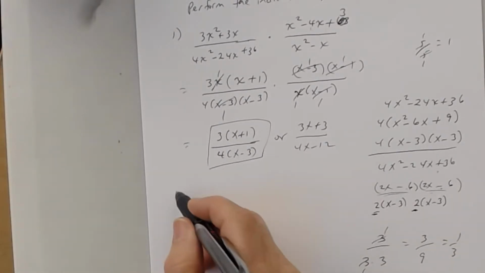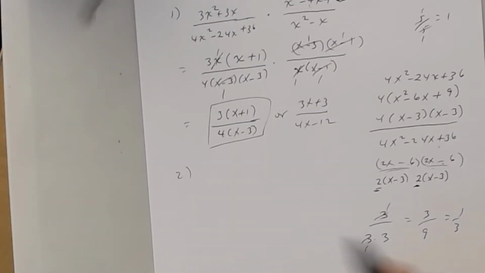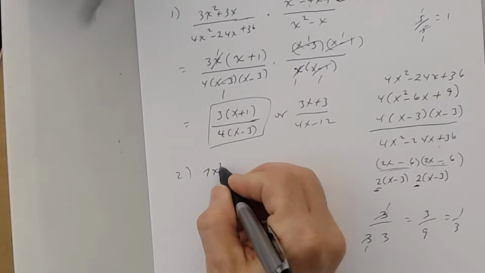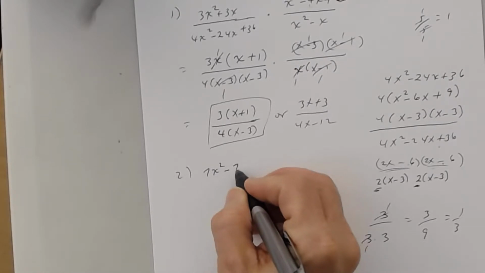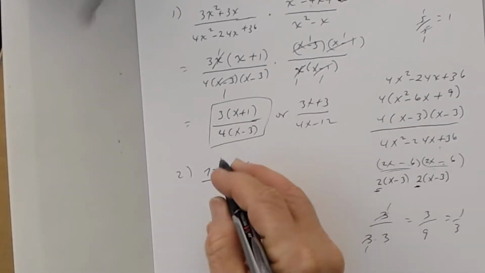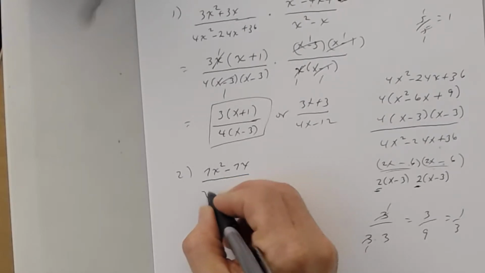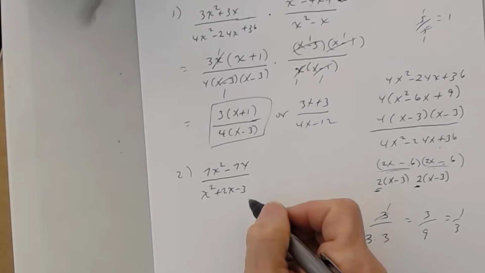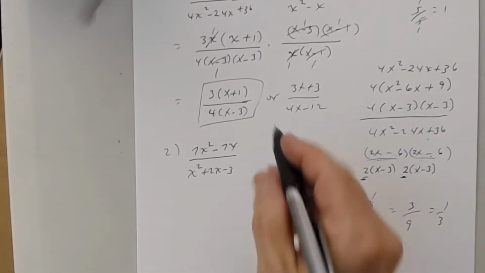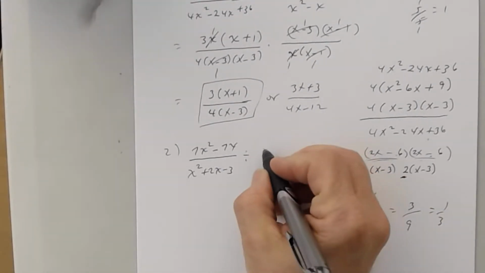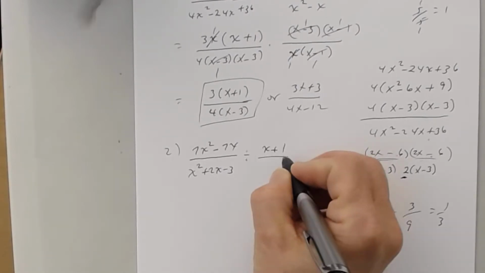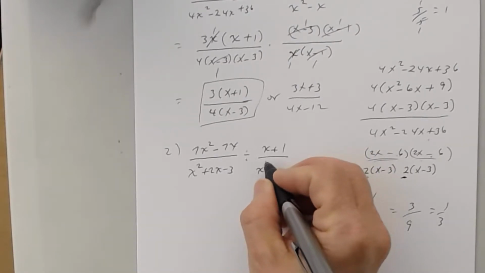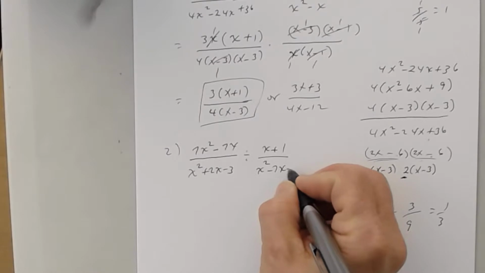All right, number 2. You have 7x squared minus 7x divided by x squared plus 2x minus 3. Now this rational expression is being divided by this rational expression, x plus 1 divided by x squared minus 7x minus 8.